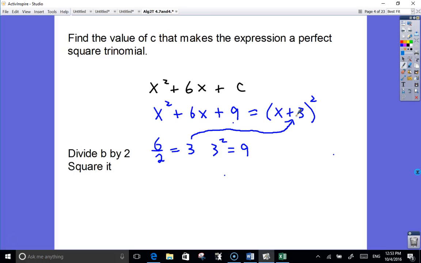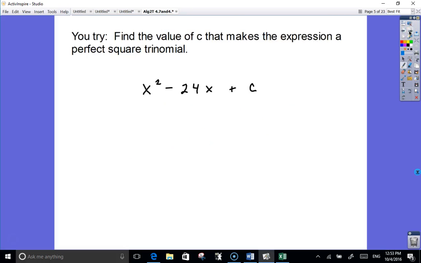But it's not always the case. Okay, not always the case. So keep that in mind. How do you find the constant term? You divide b by 2 and you square it. Two steps, not that hard. So try to do it for that one. Find the number that goes in place of c so that that is a perfect square trinomial.